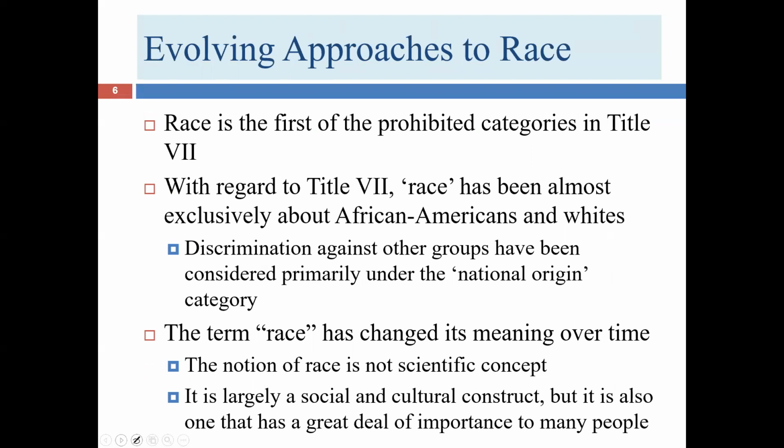As I've said, race is the first of the prohibited categories in Title VII, and it was what was on the mind of the people passing the legislation. Yes, it's only one of several categories, but it certainly was the primary focus.